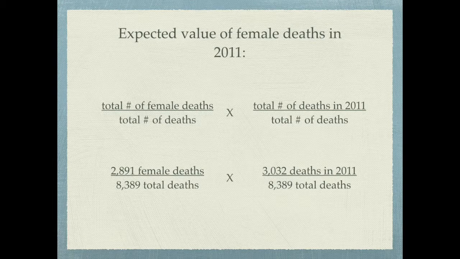Now we need to calculate the expected values for all of the other data points. Let's do one more together. When we calculate the expected value of female deaths in 2011, we will repeat the same steps we took the first time. Total number of female deaths over total number of deaths, multiplied by the total number of deaths in 2011 over the total number of deaths.